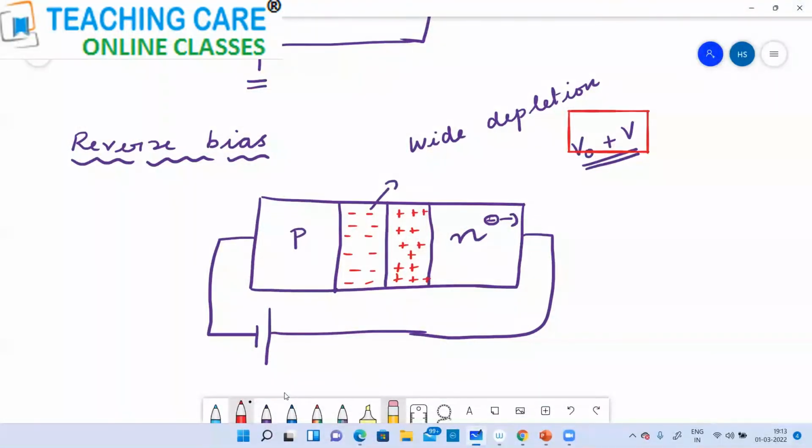What is the majority carrier flow? Tell me what happens in the forward biasing. It suppresses that action. In forward biasing, the holes move towards N, and electrons move from N to P. The electrons moving from N to P and the holes moving from P to N are suppressed here.